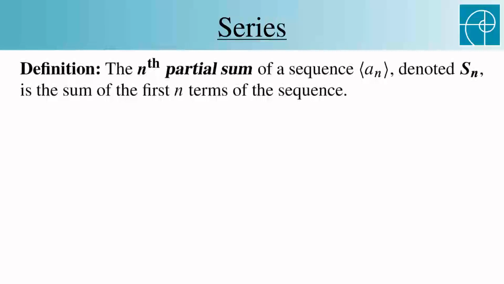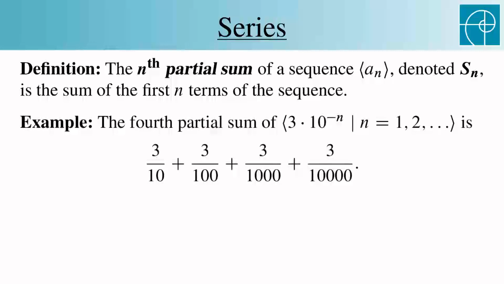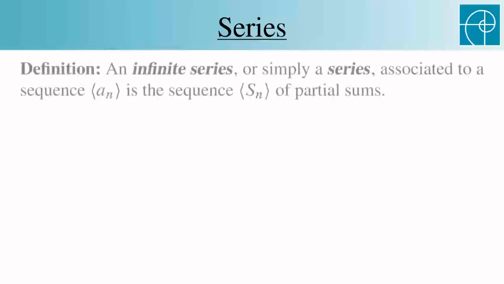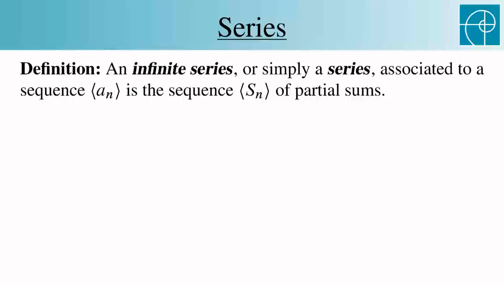The nth partial sum of a sequence a sub n, denoted by S sub n, is the sum of the first n terms of the sequence. For example, the 4th partial sum of this sequence is 3/10 plus 3/100 plus 3/1000 plus 3/10,000. An infinite series, or simply a series, associated to a sequence a sub n is the sequence of partial sums.